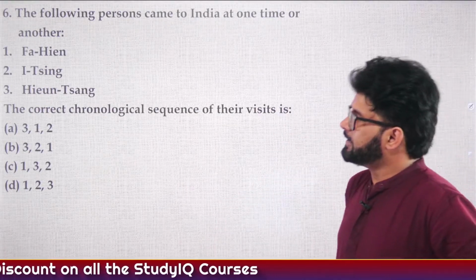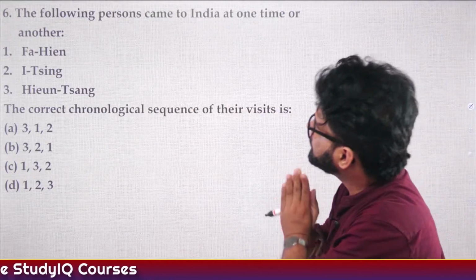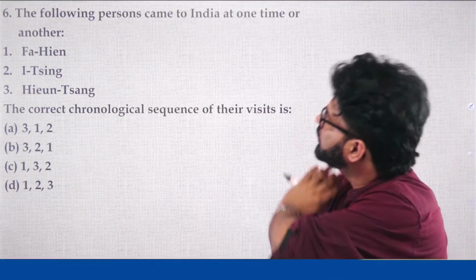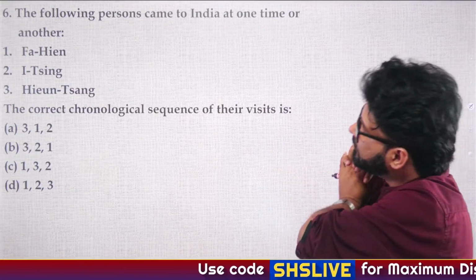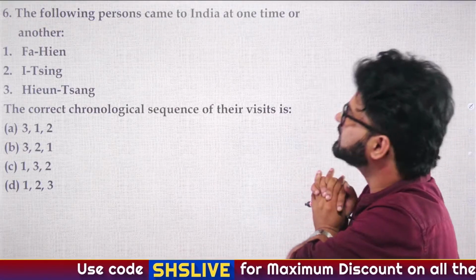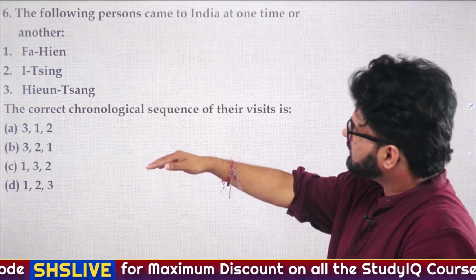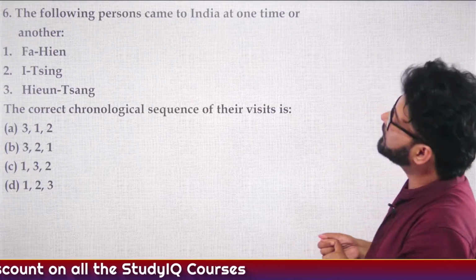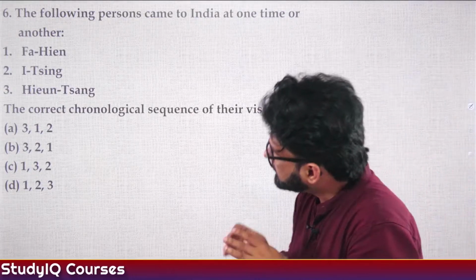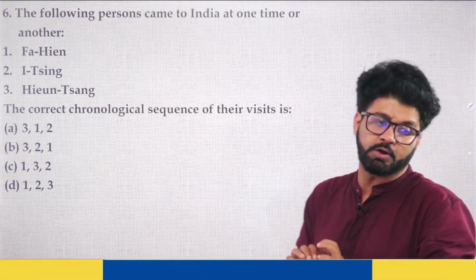Let me repeat the question for those people who are differently abled, etc. The question is: the following persons came to India at one time or the other. One is Fahian, second is Aizing, third is Yuenzang, and the question is, the correct chronological sequence of their visit is A, 312; B, 321; C, 132; D, 123.